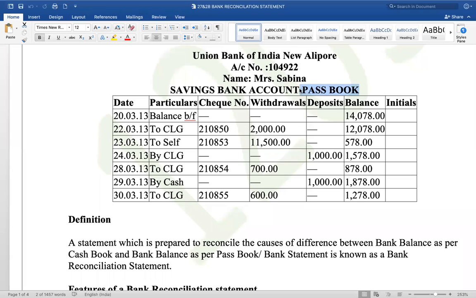Sometimes you get the passbook also. Some banks give a statement, some banks give a passbook. Whatever passbook you get is also just a true copy of the book that is maintained by the banker.